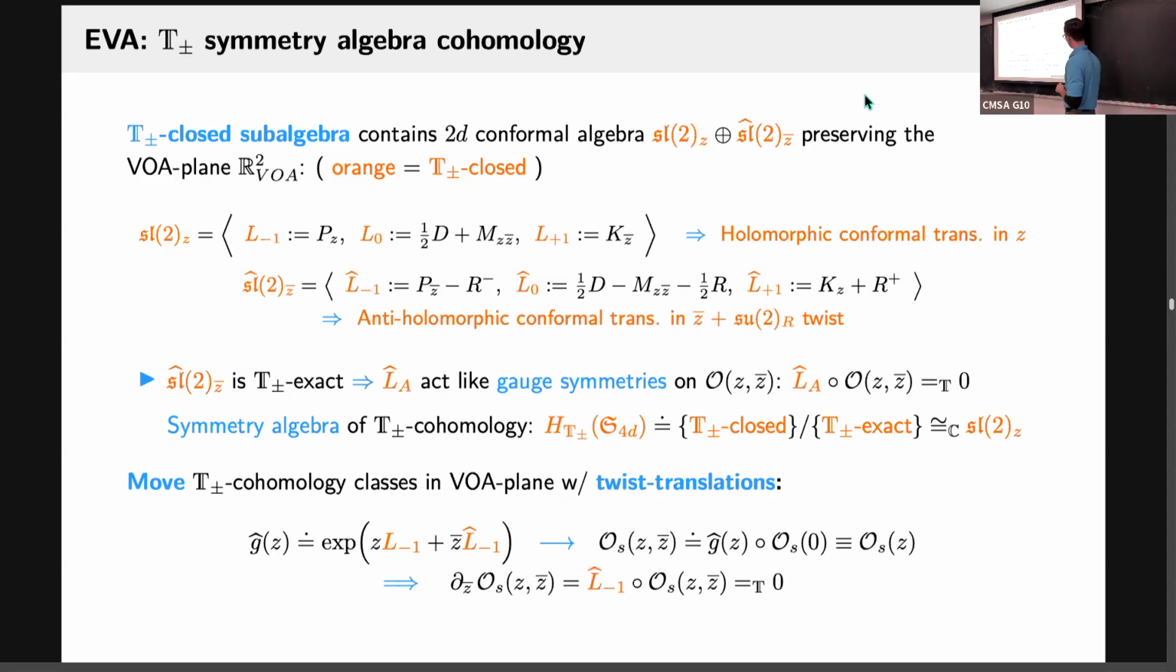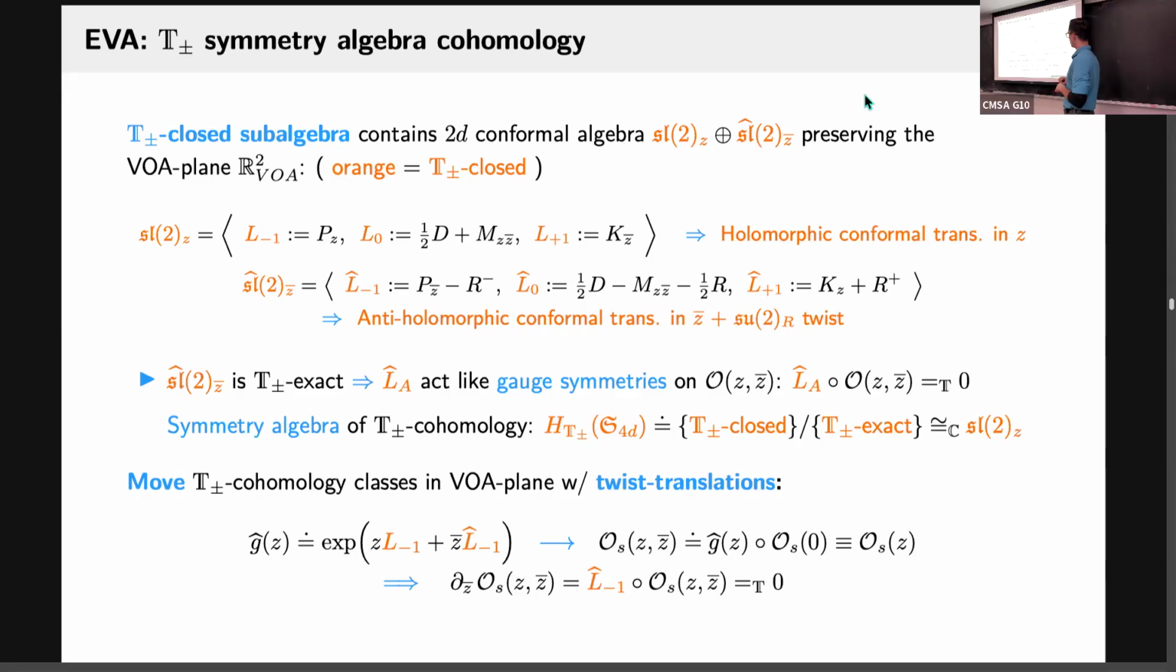So this is our symmetry algebra. And what this means is that if you give me any T plus minus cohomology class, so any operator that's basically T plus minus closed, I can move it about the VOA plane using what are called twist translations. The adjective twist here just means that I can't just use the L-1 generator that's going to move me in Z bar. I have to use its twisted version, which means I'm going to be implicitly activating this SU2R lowering operator.